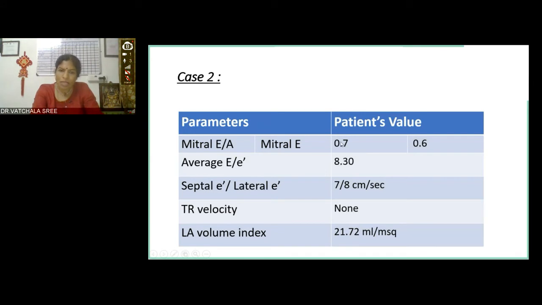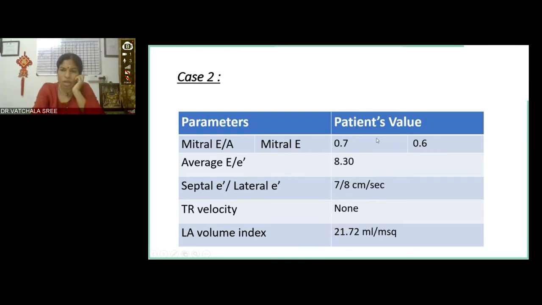Now again, this causes a confusion because the mitral E by A is less than 0.8, but the mitral E is not less than 0.5. It is about 0.6. So even if you want to put it into the other algorithm where the mitral E by A is less than 0.8 and the E is less than 0.5, she is not fitting the criteria.